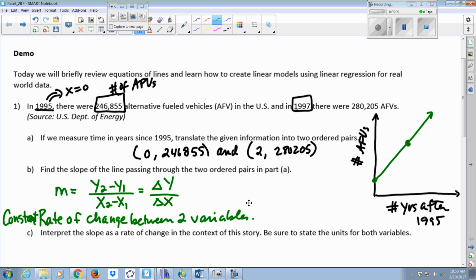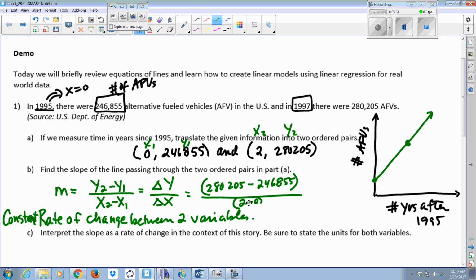All right, so it doesn't matter which of these points you call x1, y1, or x2, y2. So I'm just going to go in the order that they were given. And so we have 280,205, take away 246,855, divided by 2, take away 0.